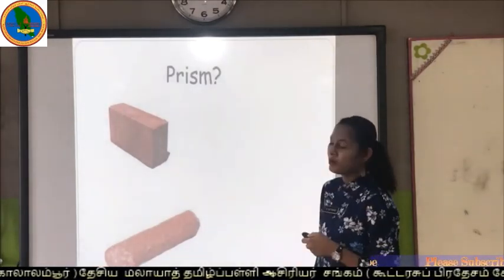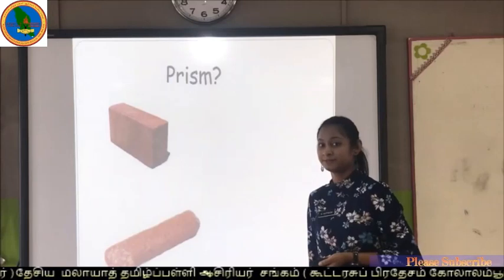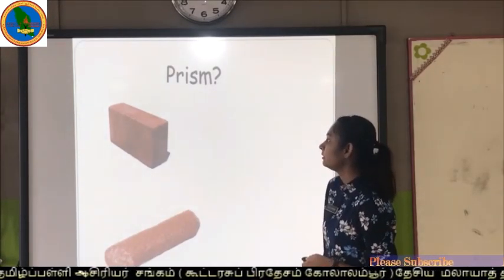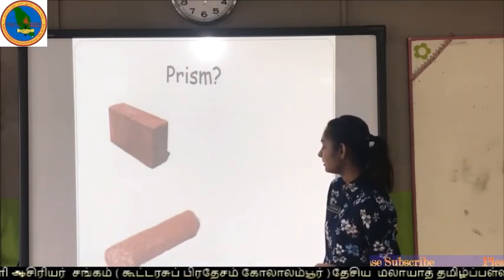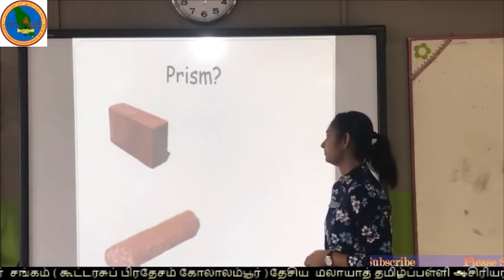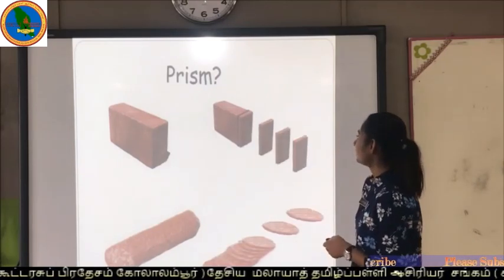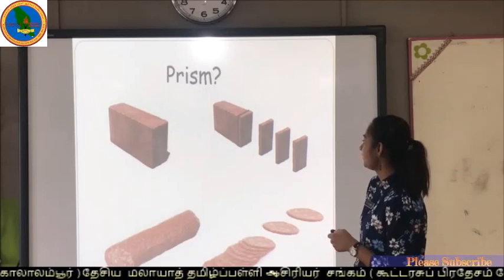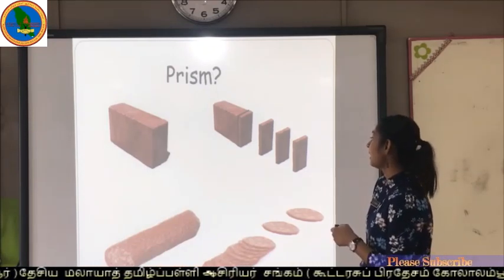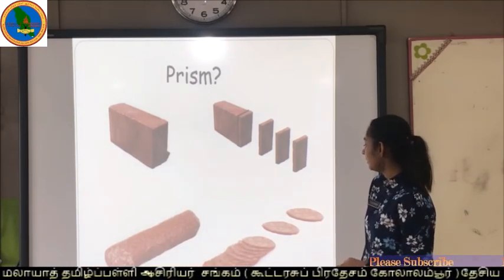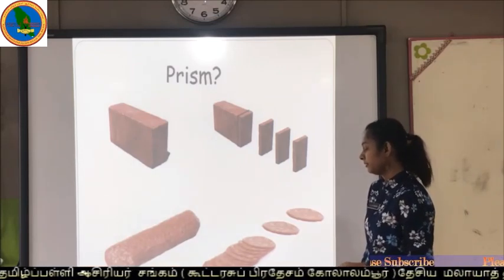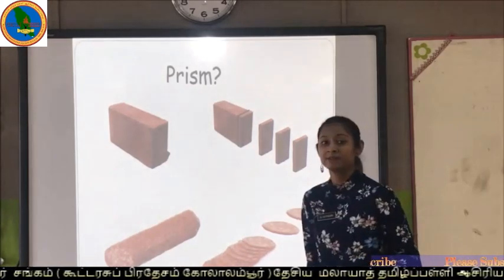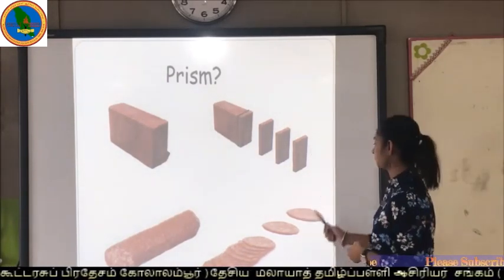Is this a prism or not a prism, children? Yeah, this is a rectangular prism and this is a cylinder. Can you see, children? In the rectangular prism, we have parallel ends and flat surfaces. In the cylinder, we have parallel ends, but we don't have a flat surface.